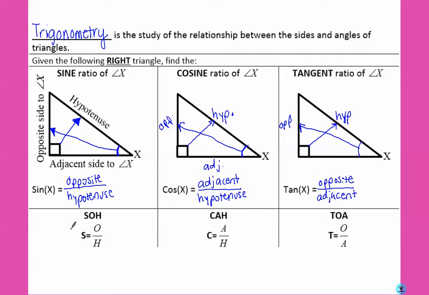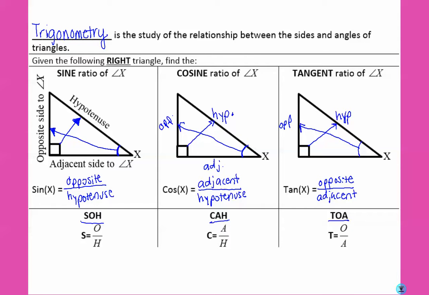So a little mnemonic device to help you remember these ratios is SOH, CAH, TOA. Sine is equal to opposite over hypotenuse. Cosine is equal to adjacent over hypotenuse. And tangent is equal to opposite over adjacent.